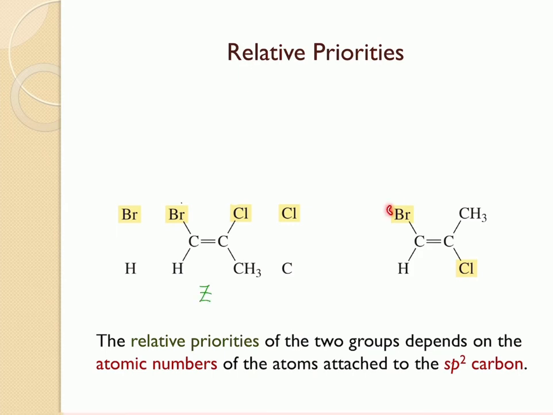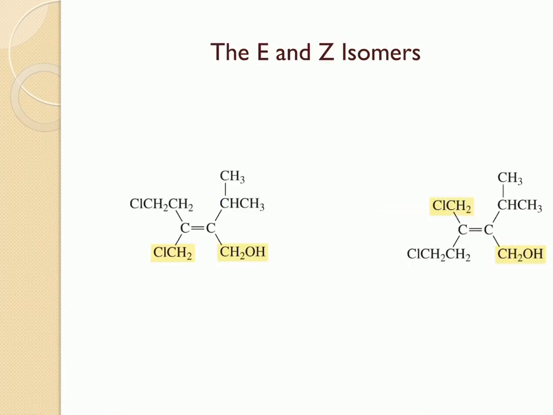Whereas here, the two high priority groups are on the opposite side, and therefore this is going to be E. The second rule is that if the two atoms that are attached to an sp2 carbon are the same, then we have to consider the atomic numbers of the atoms that are attached to the tied atoms to determine the relative priority. So between these two compounds, let's find out which one is E and which one is Z.